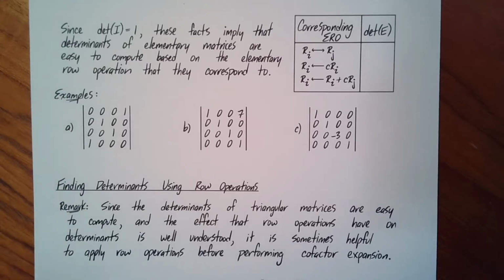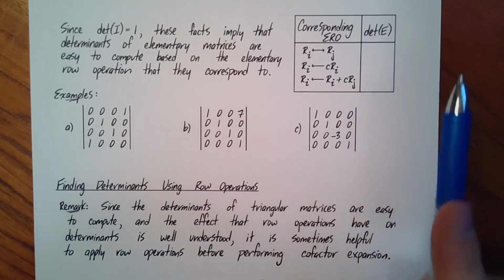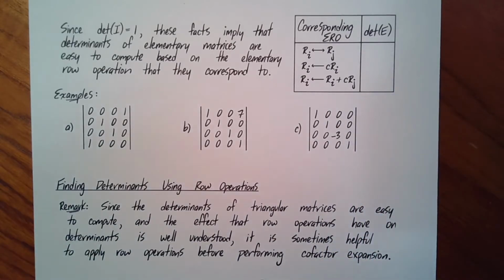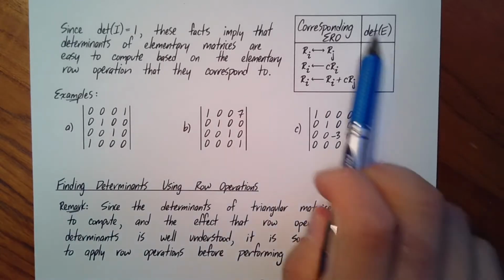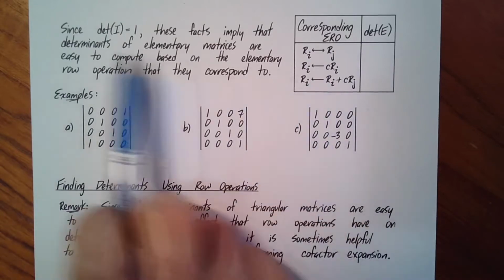So one of the consequences of having a good understanding of how elementary row operations affect determinants is that the determinants of elementary matrices are well understood. And we can fill in this table by making the following observations. What this table really tells you is how to get the determinant of any elementary matrix simply by understanding the row operation that it corresponds to. So I'll come back to this table in just a minute. Let's go through this first.